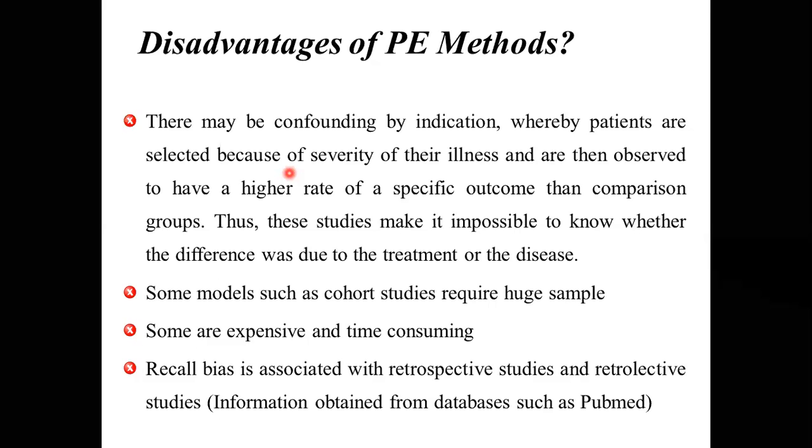Is it because the treatment is changing the result, or because the patient is responding much faster than the expected drug treatment? So such kind of confusion is always possible in these pharmacoepidemiological studies, right?